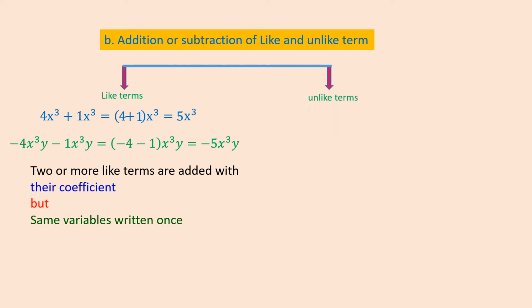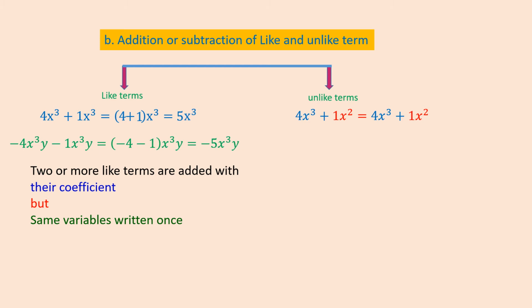Now let us see unlike terms. As you know, the variable part will be different. The coefficient may or may not be, that is okay, but the variable part should be different. For example, 4x cube plus 1x square. You will see that in the first term we have x cube and in the second term we have x square. So we cannot add them.